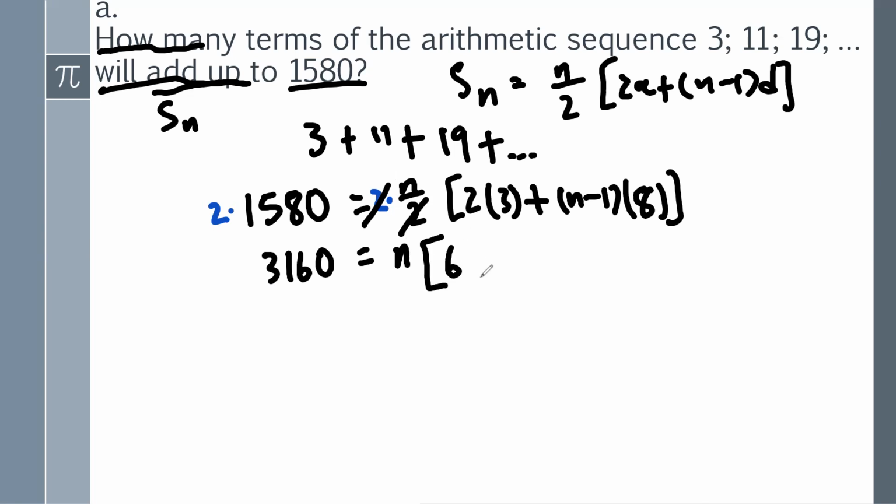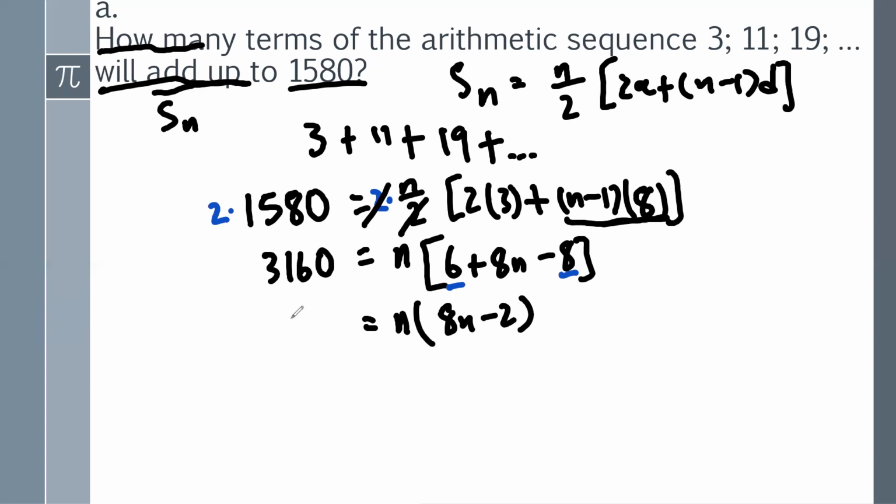2 by 3 here is a 6, and then we can clean up a little bit here, so that gives me 8n minus 8, and obviously like terms, the 6 goes with the negative 8 there, and that gives you a negative 2. Keep the n outside for now, so you have 8n minus 2. And then obviously you want to bring that down. Then you multiply. This gives you 8n squared minus 2n. And this is obviously 3,160.